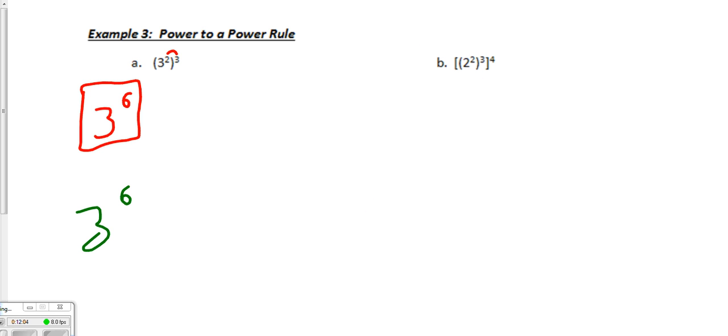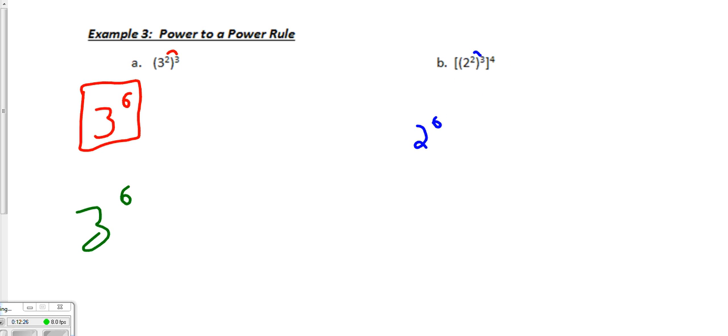Same thing with b. We have a power to a power to a power. Notice that there are extra brackets, extra parentheses, so we have to do one at a time. So we start off with our base of 2, 2 to the power of 2, to the power of 3. Well, 2 times 3 is going to be 6.